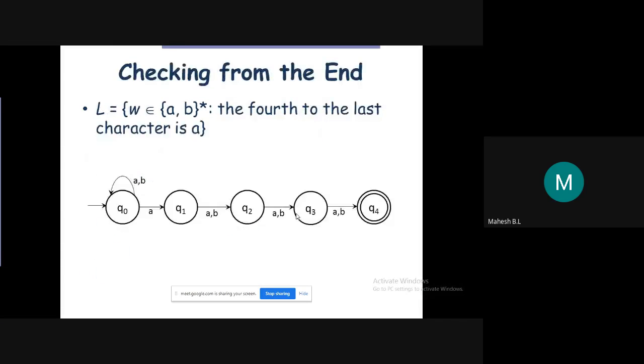So this is the NDFSM for the language where the fourth character from the end is a. I hope this example is clear to you. Just go through this example once again. If you have any doubts, you can ask me.